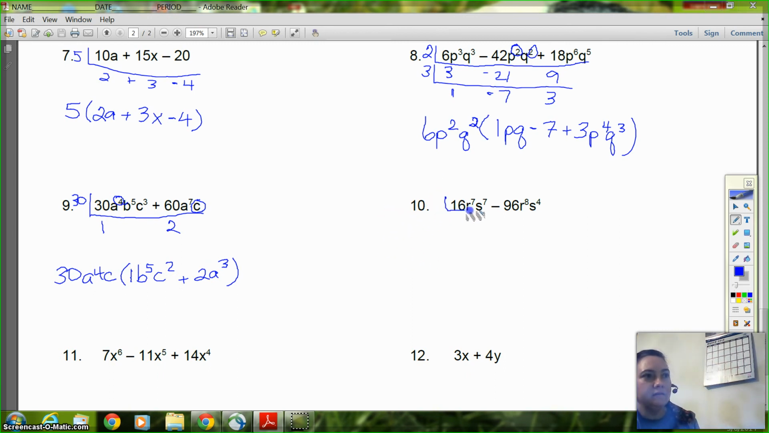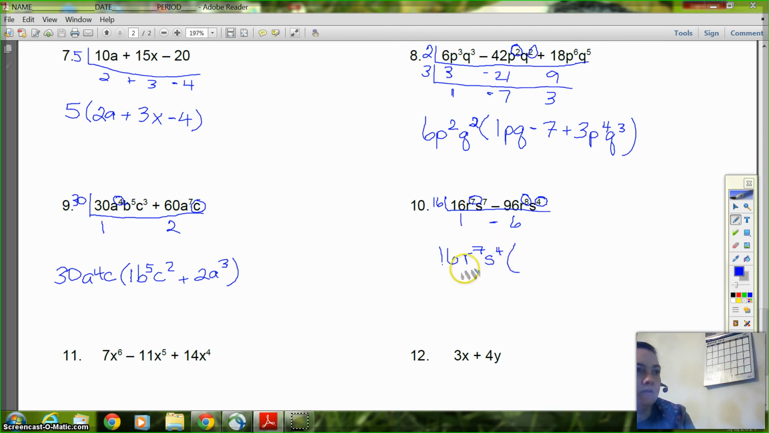Number 10, I'm going to divide that out. And I can see that 16 goes into both of those. So I have 1 left over, and that goes in there 6 times. Okay, so 16 is my greatest common factor for my coefficients, and I'm going to look at my r's. So r to the 7th is the least exponent, so they at least have 7 r's in common. And s's, they have at least 4 s's in common.